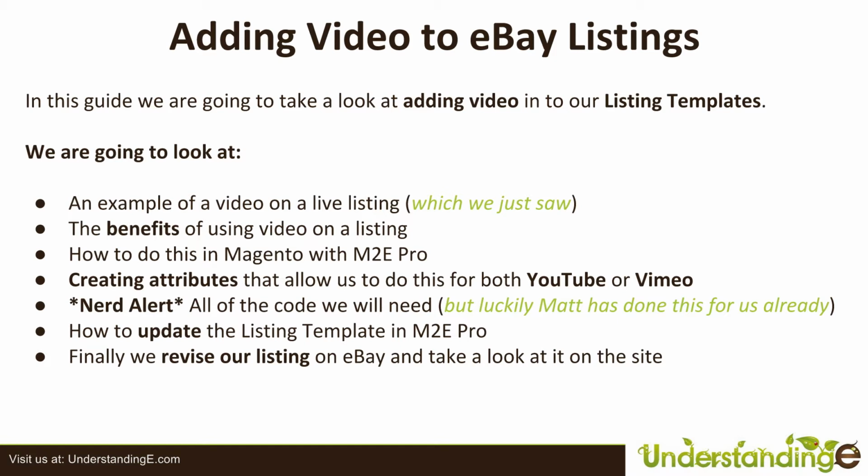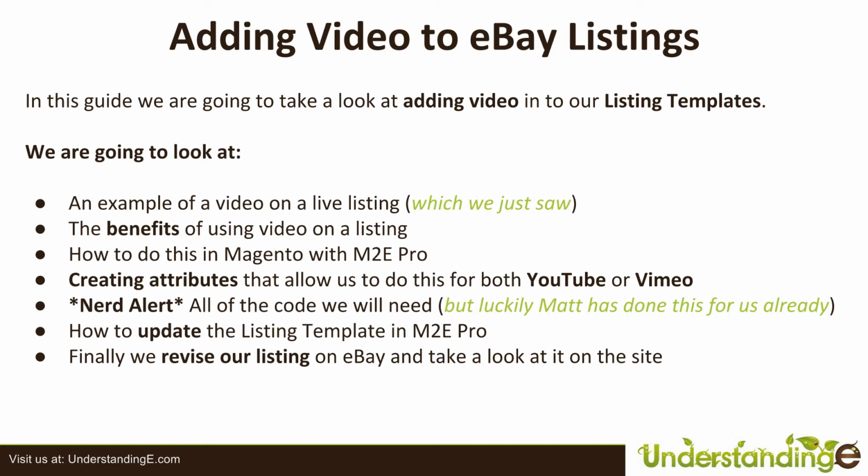So in this guide, we are going to take a look at how we can add video into our listing templates using Magento and M2E Pro. An example of a video of a live listing, which we just saw a moment ago. We are then going to cover the benefits of using video on a listing and perhaps why you should include videos on your eBay listings. Then we're going to show you how to do this with Magento and M2E Pro. And the secret there is creating attributes, and that allows us to do this for both YouTube or Vimeo.